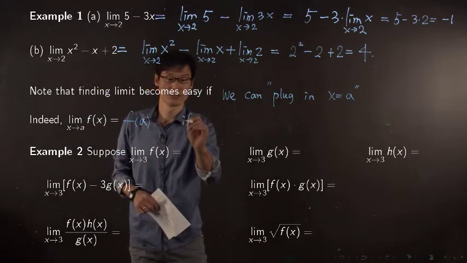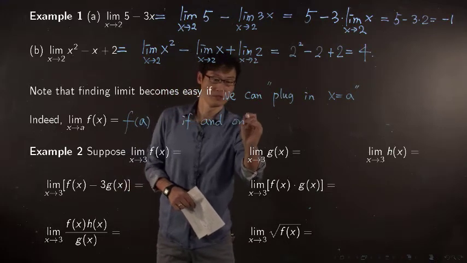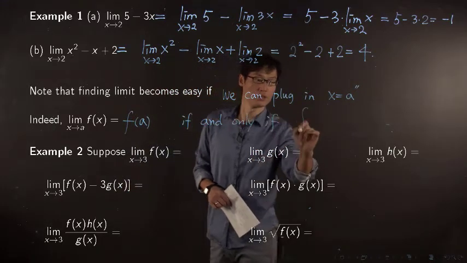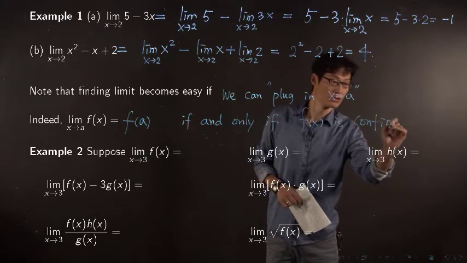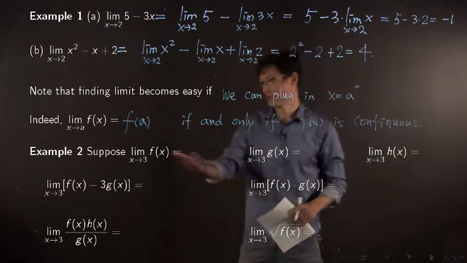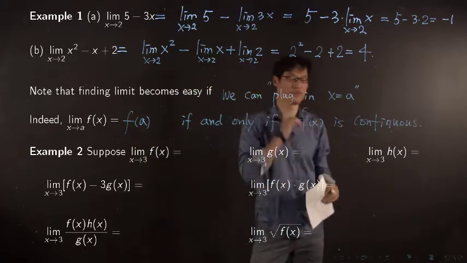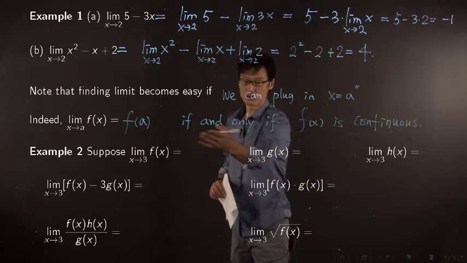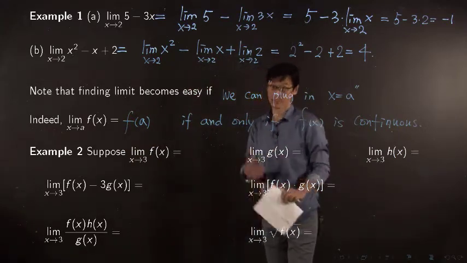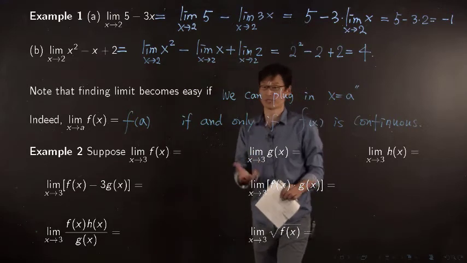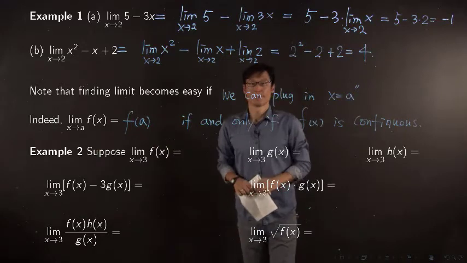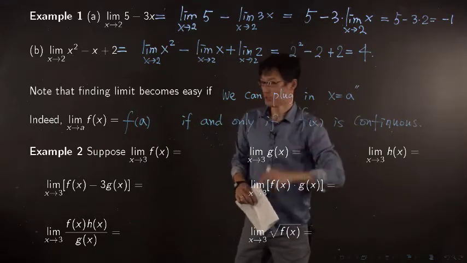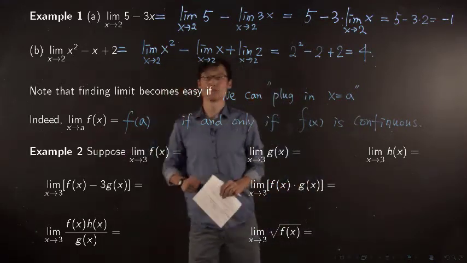So this is continuous. Actually, this gives you the definition of a continuous function. By the way, this terminology, if and only if, in mathematics means equivalence. So the 2 statements are the same. So whenever you have a continuous function, finding the limit is just plugging in.